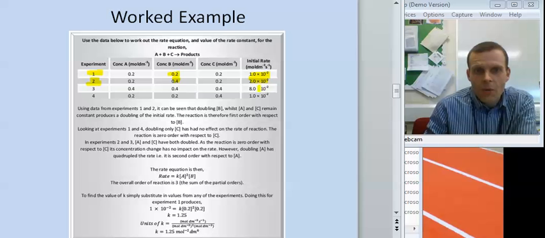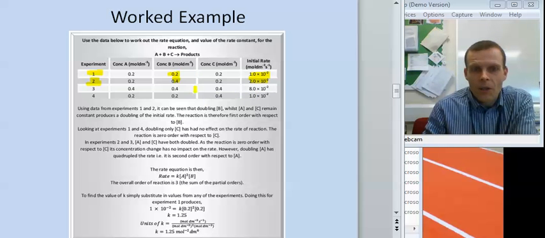That's also doubled. Therefore, from those definitions, B must be 1st order, which means in my rate equation, it's going to be raised to the power 1. Right? Anything that's 0th order isn't going to appear, because anything to the power 0 is just equal to 1, so we can leave that out of the rate equation.